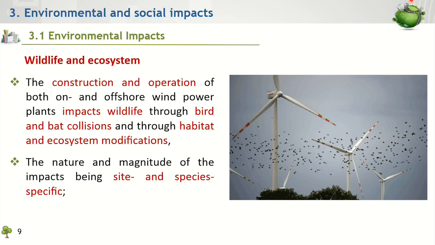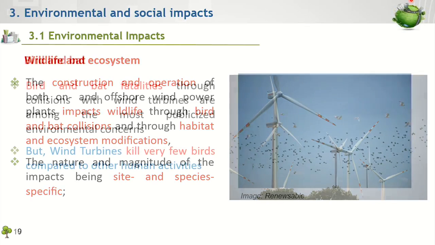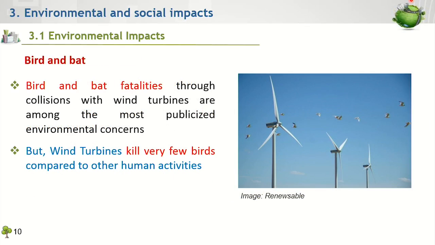For instance, the construction and operation of wind farms both contribute to the negative impact on the environment, though the nature and magnitude of the impact can vary according to the characteristics of the project site, for example, land use and existing ecosystem, as well as depending on the characteristics of the affected species themselves. Generally, one of the most concerning impacts of wind energy projects is the impact of wind turbine operation on birds.